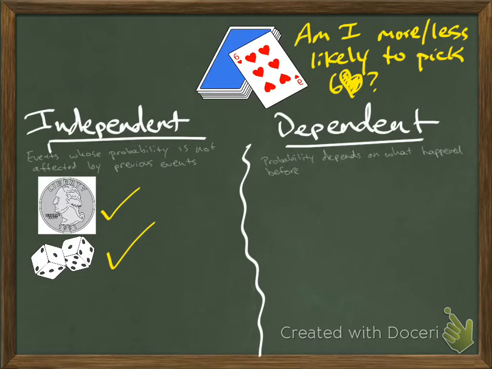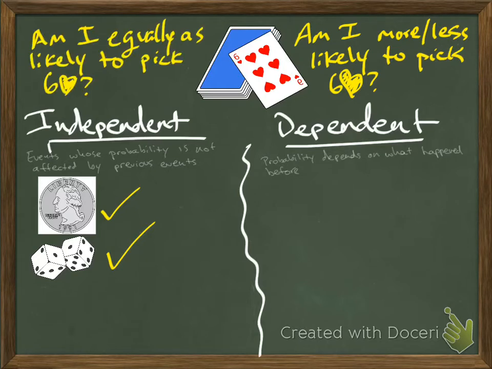This time, we're going to use the example of pulling a card from a deck of cards. In this case, I've pulled out the 6 of hearts. If I were to pull another card out from the deck, am I more or less likely to pick a 6 of hearts? Or am I equally as likely to pick a 6 of hearts?